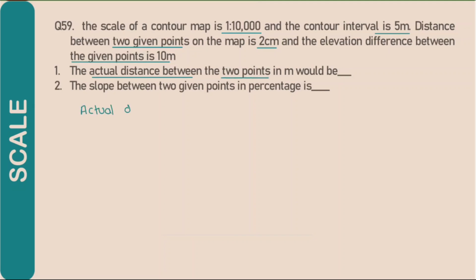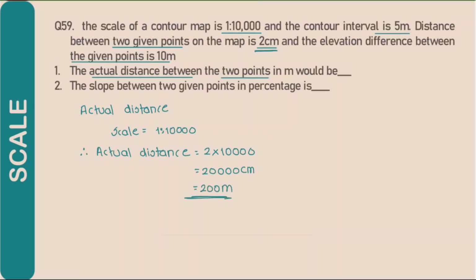So the scale given is 1:10,000. So the actual distance between the points, which are 2 centimeters apart on the map, will be 2 into 10,000, that is 20,000 centimeters, that is 200 meters. Question 2: the slope between the two given points in percentage is.